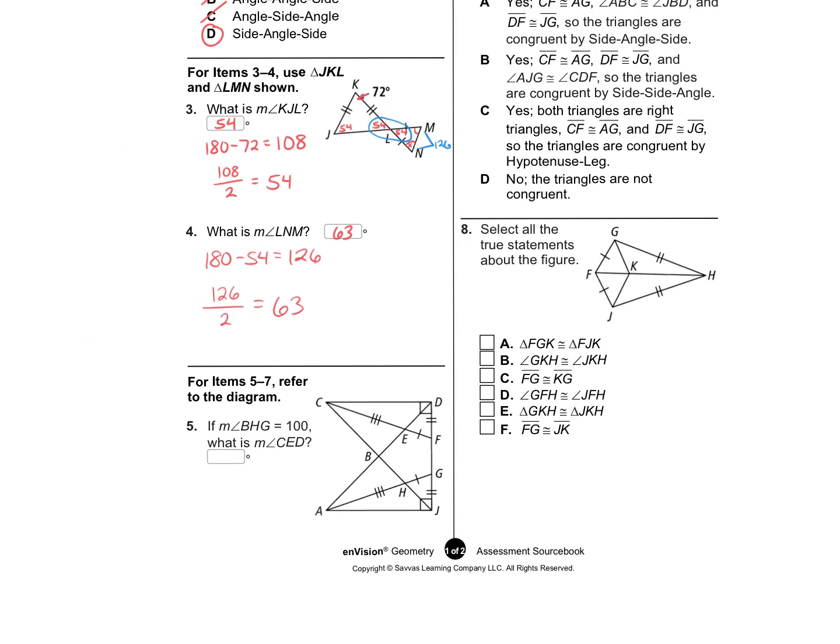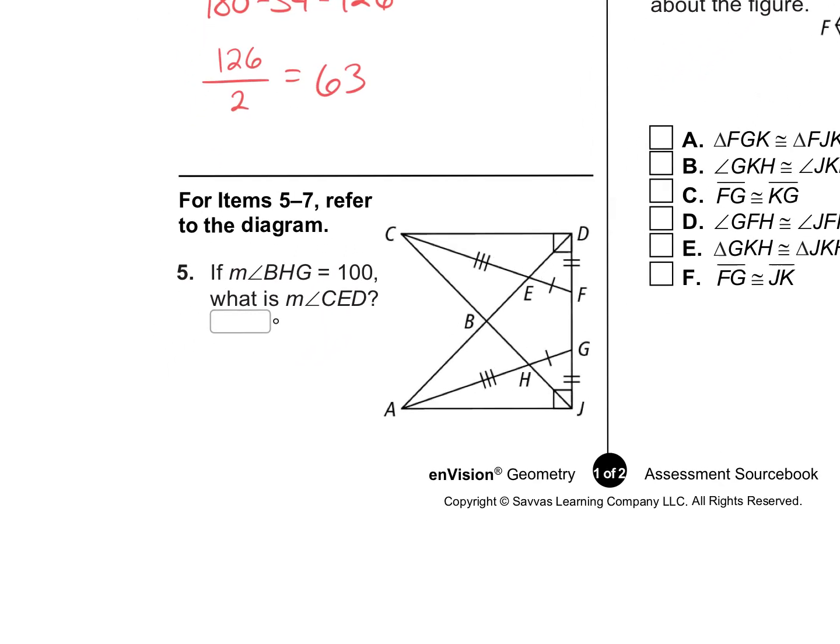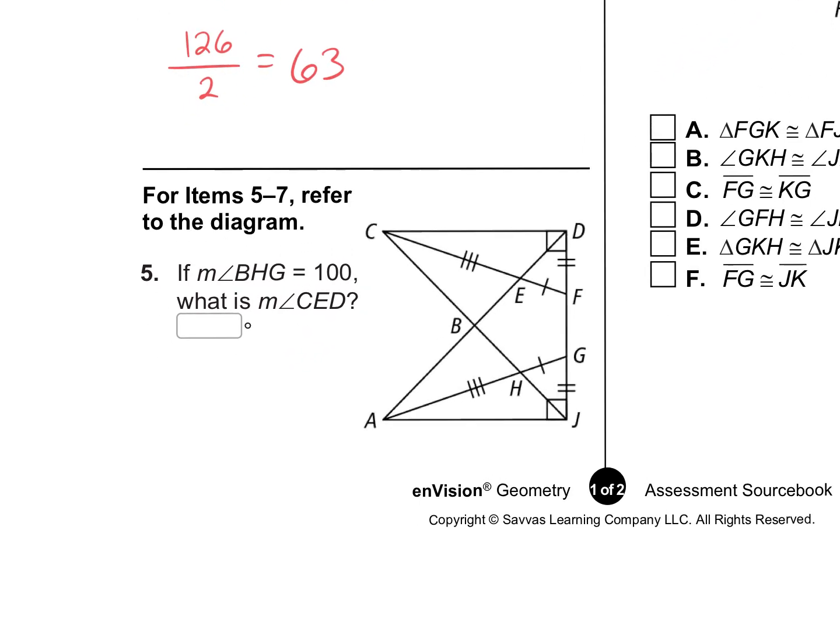5, 6, and 7 all have to do with this picture down here. Okay? What I want you to do before you even work on the problems is go get all the information that they give you. Okay, so what information do they give you on number 5? Angle BHC is equal to 100. Right, that angle is equal to 100, so we go fill it in. We know that angle is 100.